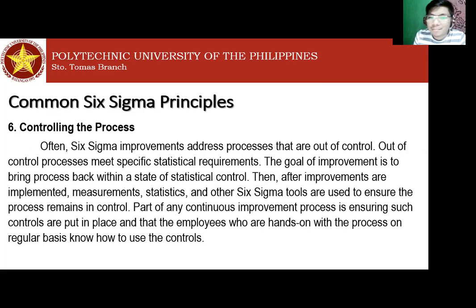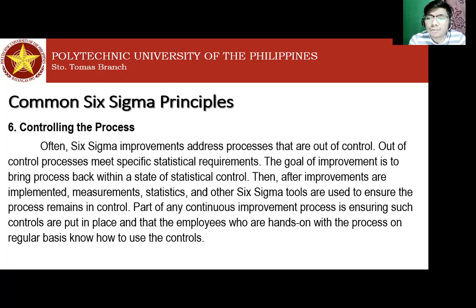So often Six Sigma improvement address processes that are out of control, out of control processes meet specific statistical requirements. So the goal of improvement is to bring process back within a state of statistical control. Then after improvements are implemented, measurements, statistics, and other Six Sigma tools are used to ensure that the process remains in control.